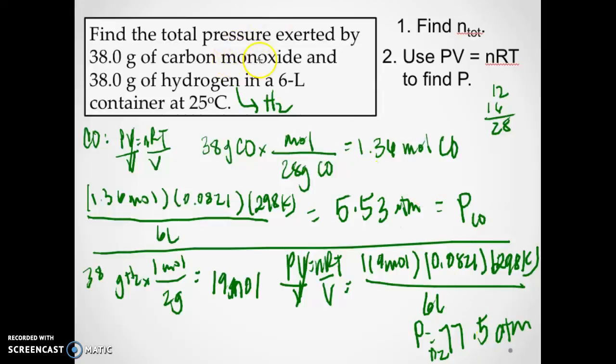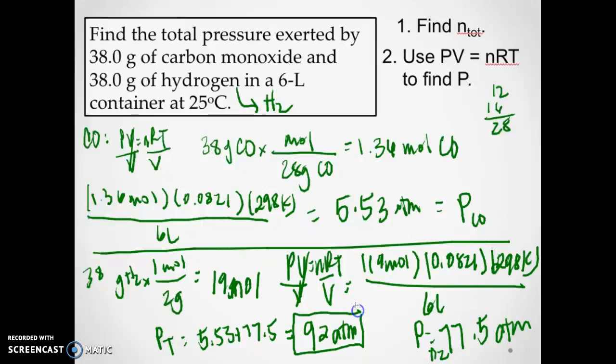But it wants the total pressure. So all we have to do is add them up. So P total is equal to 5.53 plus 77.5, which is somewhere around 92 atmospheres. So that's our answer.